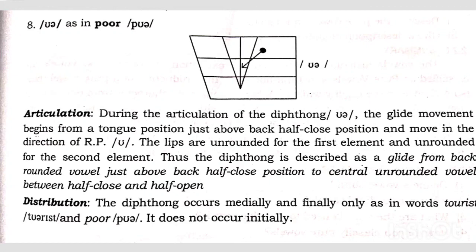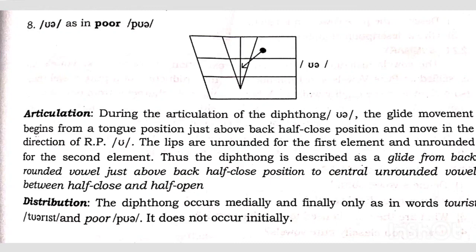Distribution: the diphthong occurs medially and finally only, as in the words tourist, tourist. Where is it? It is medial. And poor, poor, that is final. It does not occur initially. Okay.